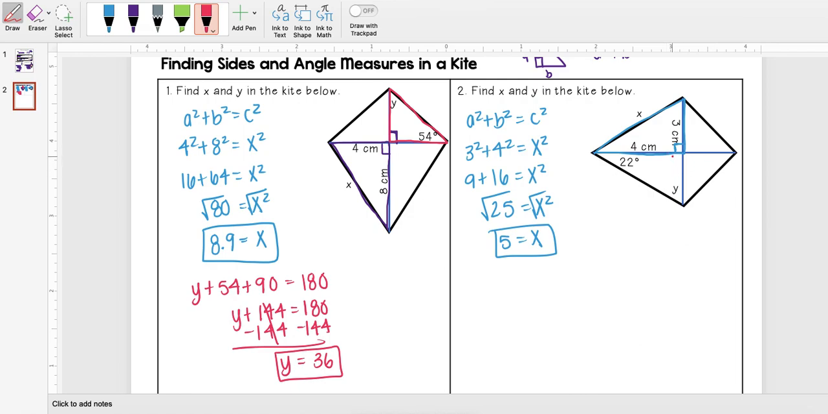Next, I want to find y. Y is an angle measure this time, but I still have a right triangle right here. Remember that the right angle is still just 90 degrees, and I know that all the angles in a triangle add up to 180. So I'll have y plus 22 plus 90 is equal to 180. 22 plus 90, I get 112. Subtract 112 from both sides, and I get that y is equal to 68.